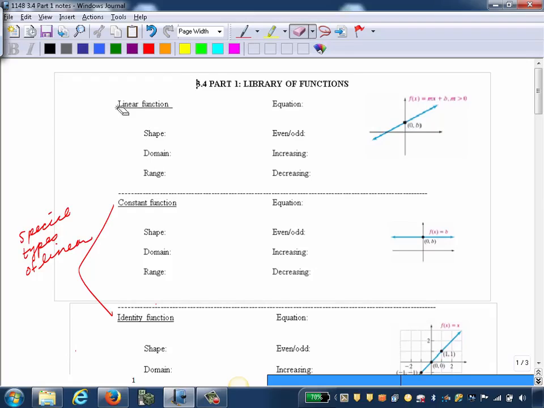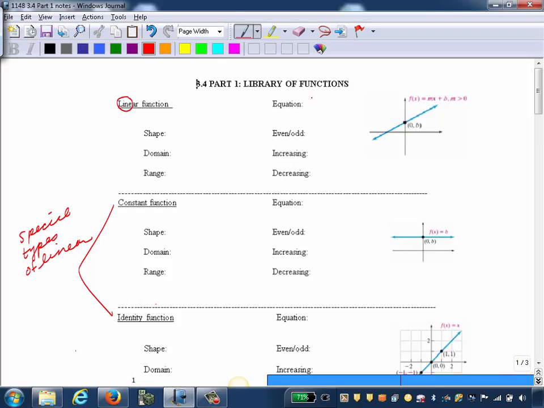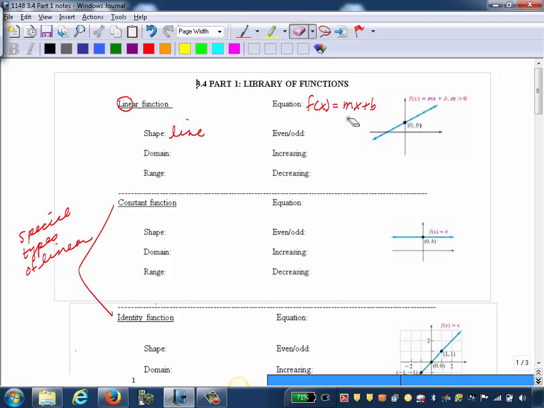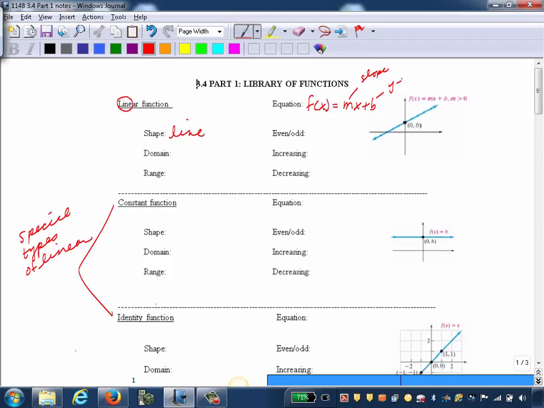So we'll start with just a general linear function. The equation of a linear function, we know linear looks like line, has the word line in it. So the equation of a line, f of x equals mx plus b. That should look familiar from previous classes. Obviously, its shape is a line. When we're looking at the graph of mx plus b, recall that the m is the slope, and the b is the y-intercept.